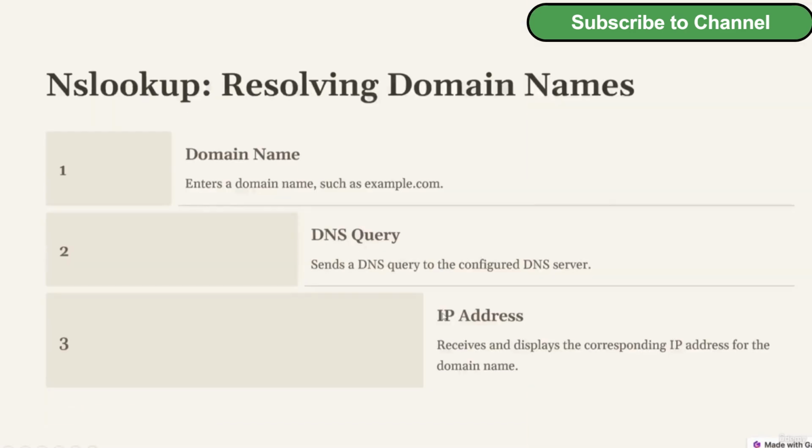Then next is nslookup. Nslookup is used for resolving the domain name, that is DNS. You enter a domain name, such as example.com. Then it sends the DNS query to the configured DNS server, and then the IP address is received and it displays the corresponding IP addresses for the domain name.